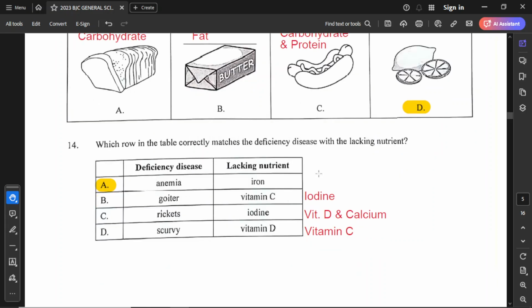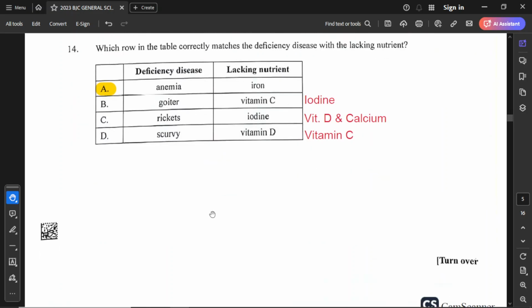14, which row in the table correctly matches the deficiency disease with the lacking nutrient? And anemia is the correct one, lack of iron. However, goiter is lack of iodine. Rickets will be vitamin D and calcium. Scurvy will be vitamin C. So those will be the correct answers if they were to be correct.